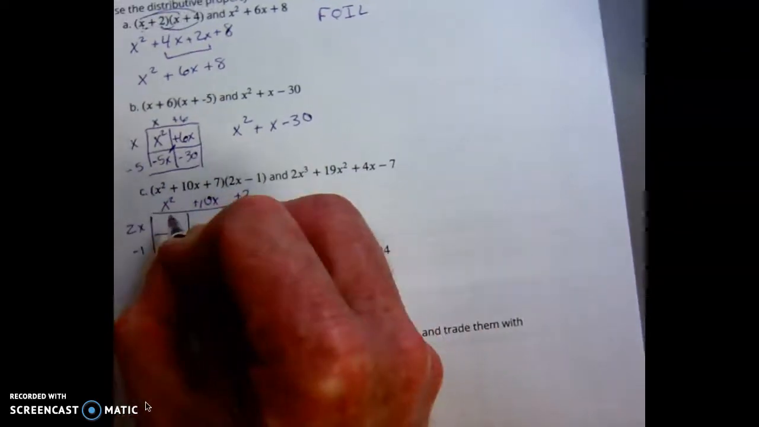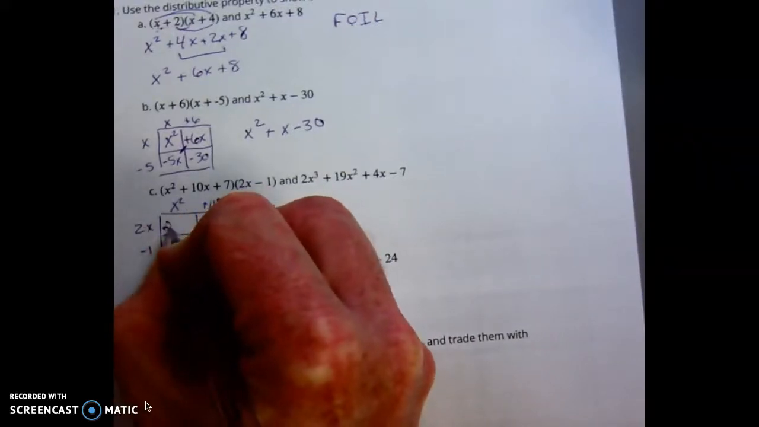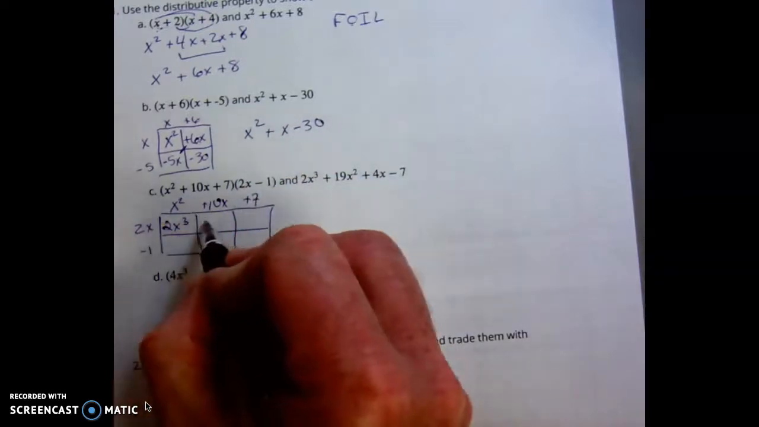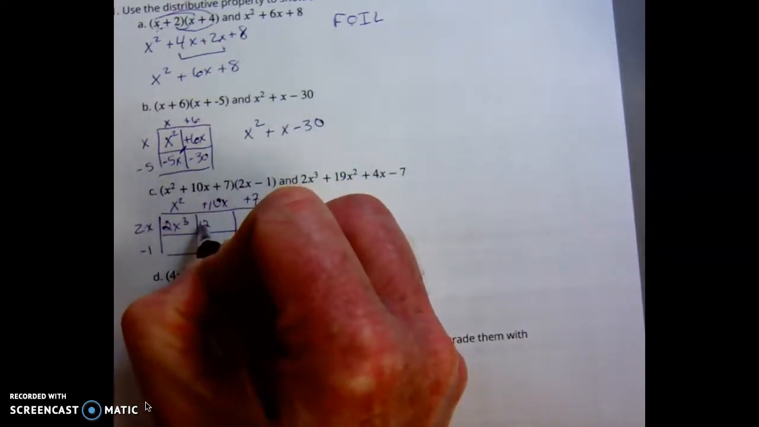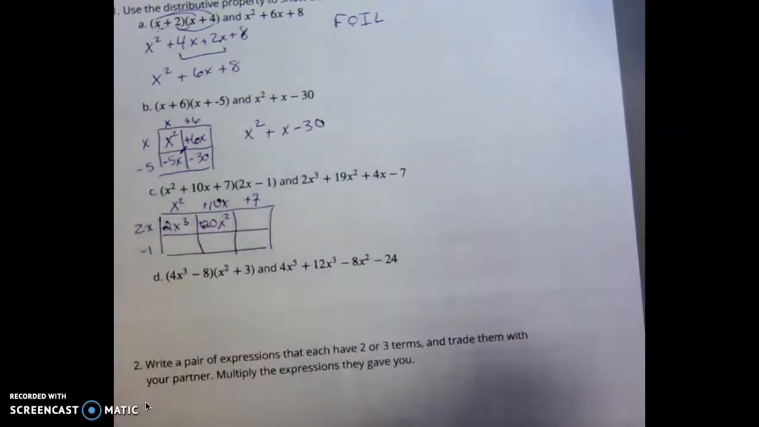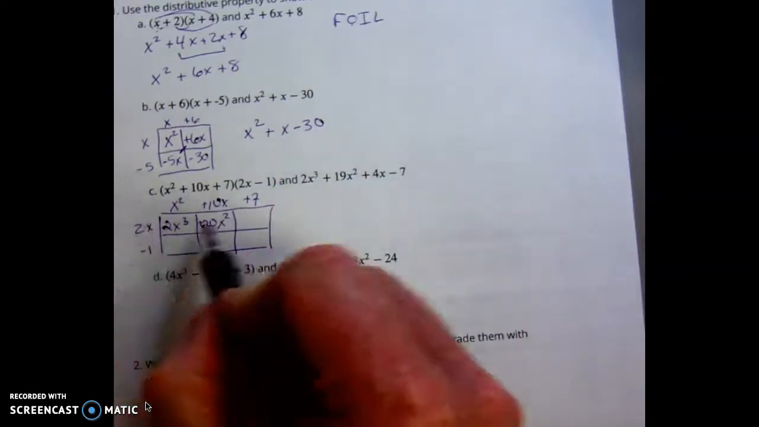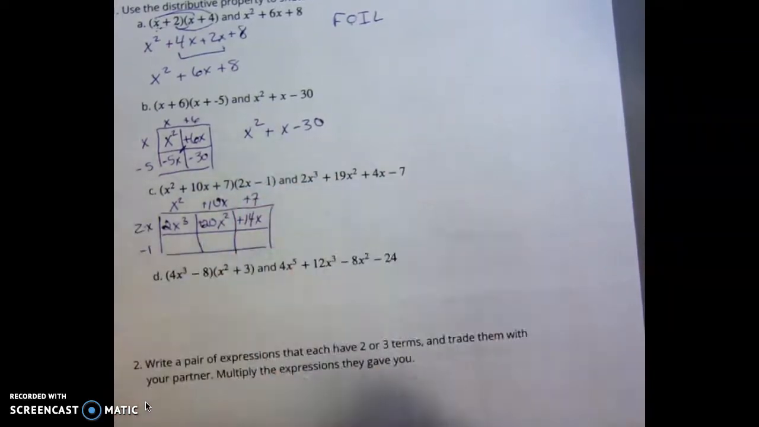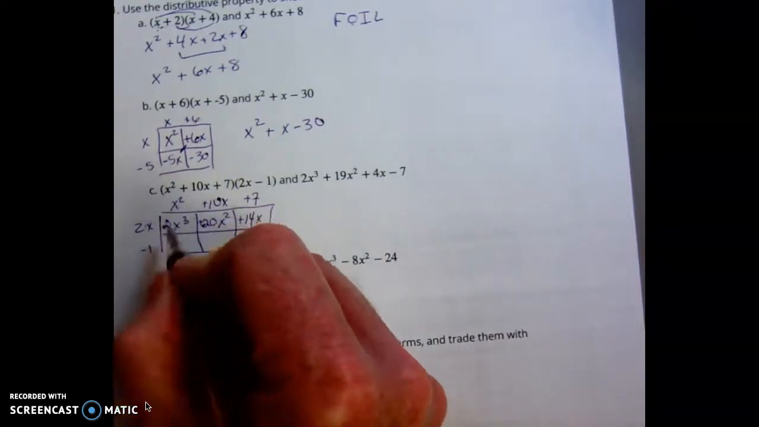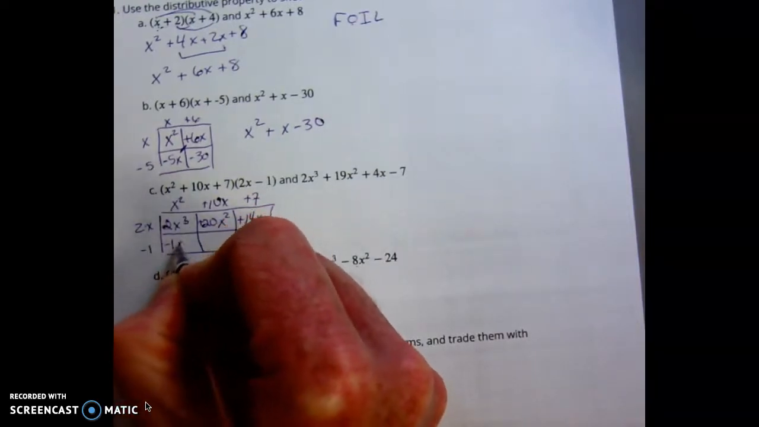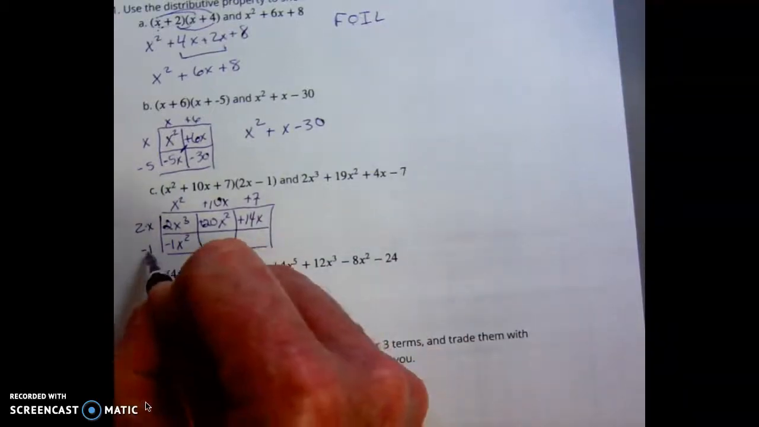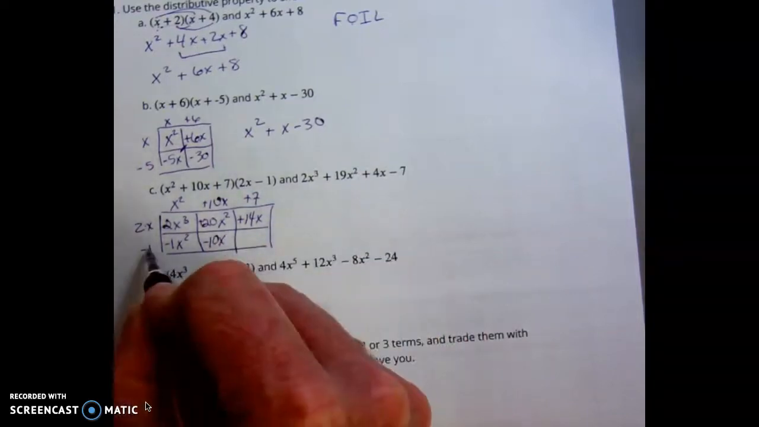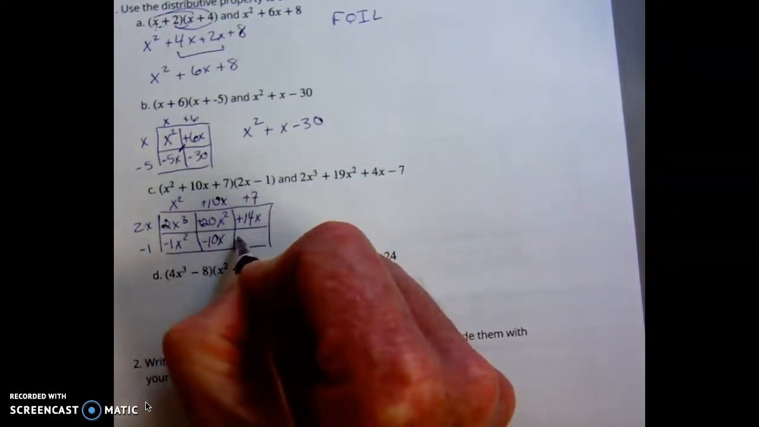Okay, so 2x times x squared would be 2x cubed, whoops. 2x times 10x would be plus 20x squared. 2x times 7 would be plus 14x. Now we're going to do the bottom row. Negative 1 times x squared would be negative 1 x squared. Negative 1 times a positive 10x would be negative 10x. Negative 1 times a positive 7 would be negative 7.